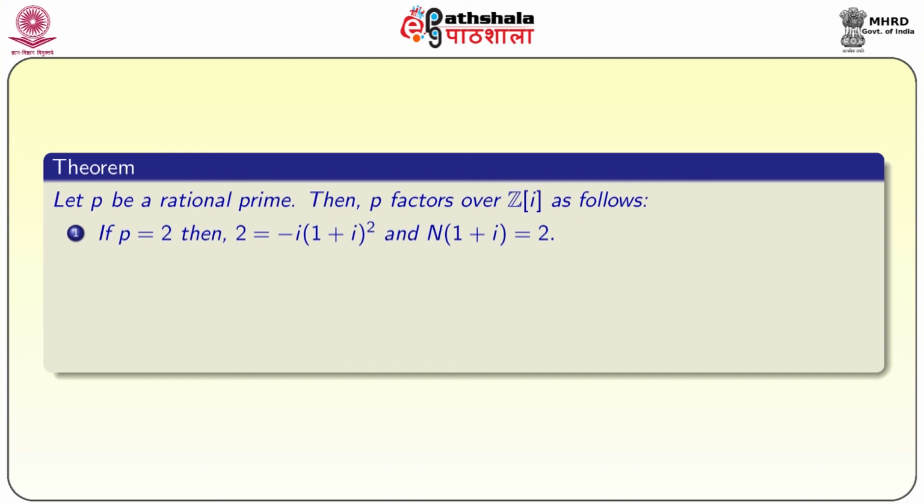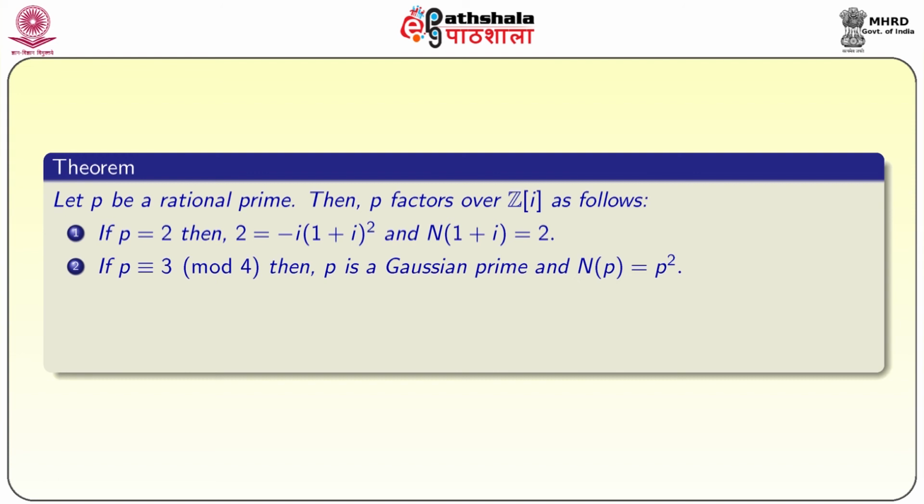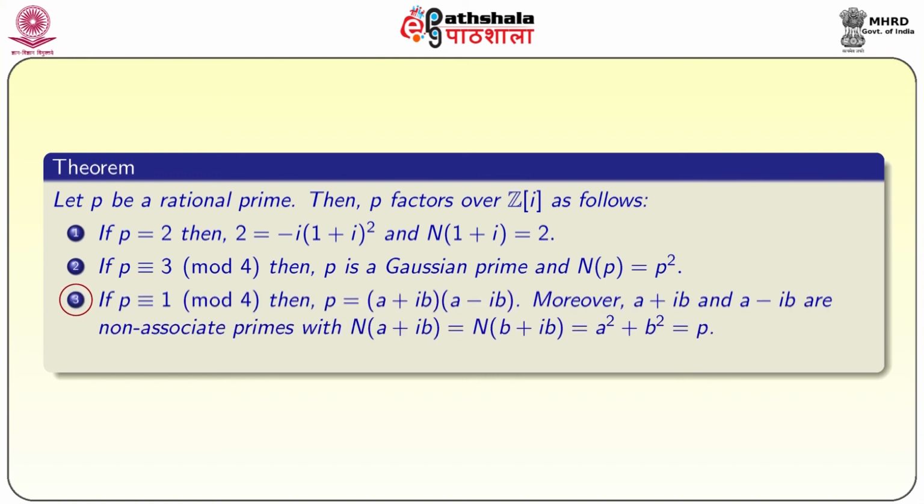Another thing is, if p is congruent to 3 mod 4, then p is a Gaussian prime also, that is, all the primes of the form 3 mod 4 are again primes in the Gaussian integers as well. In this case, the norm of p is p², and when p is congruent to 1 mod 4, then it is possible to write p as (a + ib)(a − ib). Moreover, a + ib and a − ib are non-associate primes, with norm of a + ib equal to norm of a − ib, which is equal to a² + b², which is equal to p.